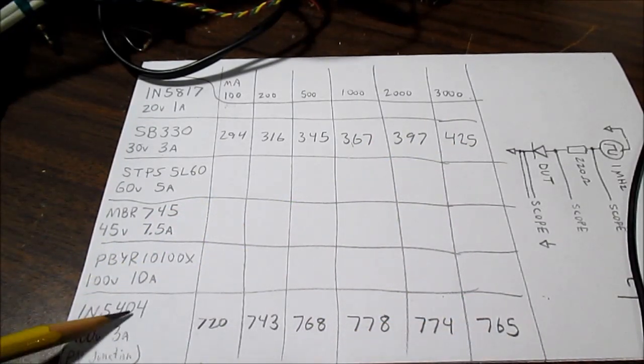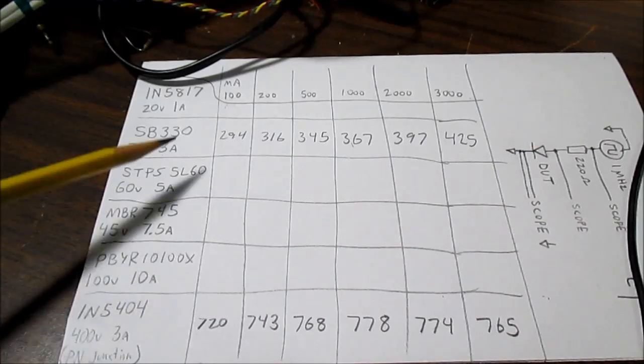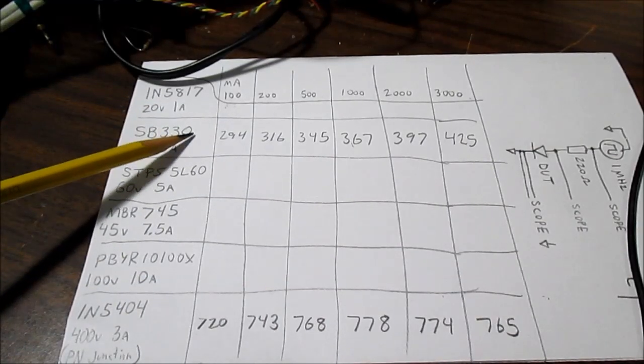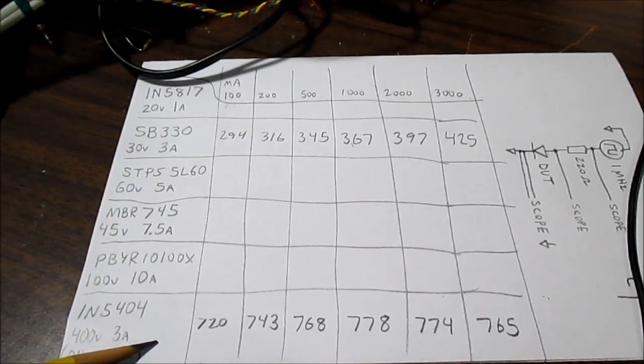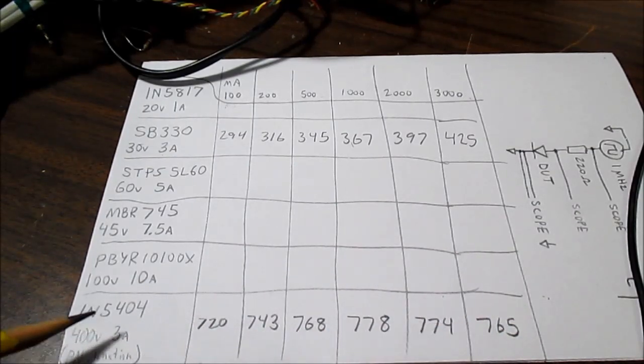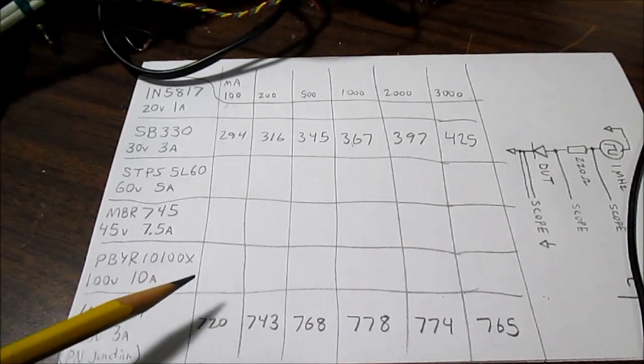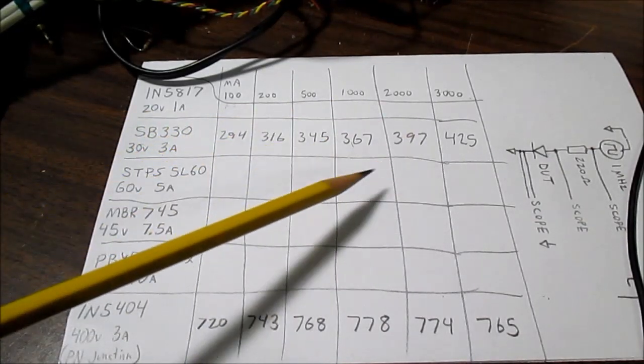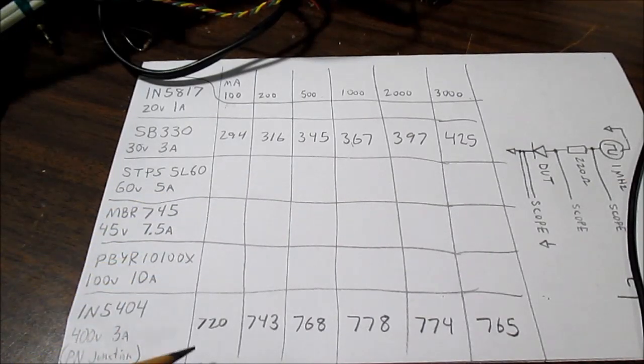Well, you might say, this is a 400 volt diode versus a 30 volt Schottky diode. Is that a fair test? Well, if I had a 50 volt version of this, I would get similar results. I just don't have a 50 volt version on hand, so I had to use this diode. Anyway, I'm going to continue testing all these other diodes and come back with results.